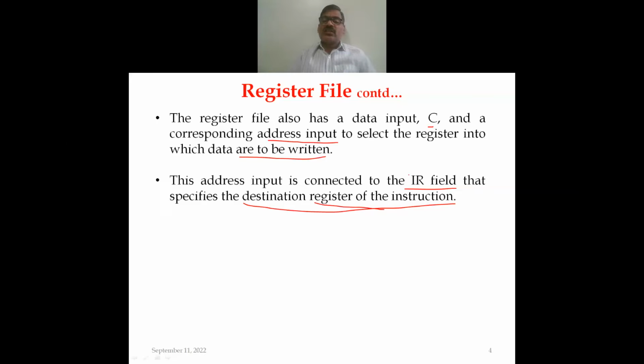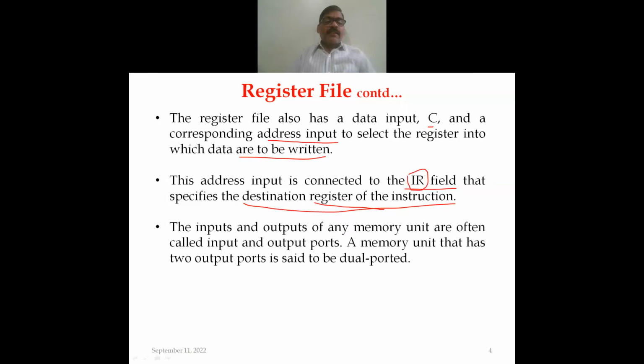Through this IR instruction register only, we are doing all this transfer. The inputs and outputs of any memory unit are often called input and output ports. A memory unit that has two output ports is said to be a dual ported unit. Generally, a memory unit that has two output ports is said to be dual ported. Here we have the input and output ports.